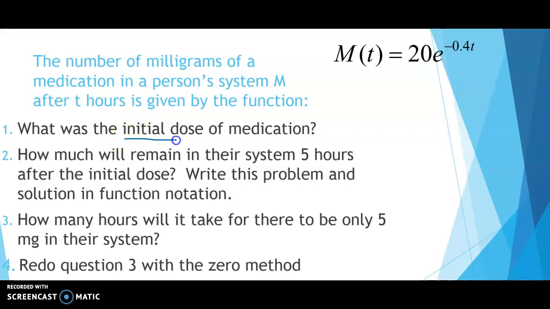So initial means that at time 0, at the beginning. So because the time is 0, we're going to plug a 0 into this equation for T. So we're finding the medication when time is 0 using our function notation, and that's equal to 20 e to the negative 0.4 times 0. So we're going to just go to our calculator and type this and find our answer.